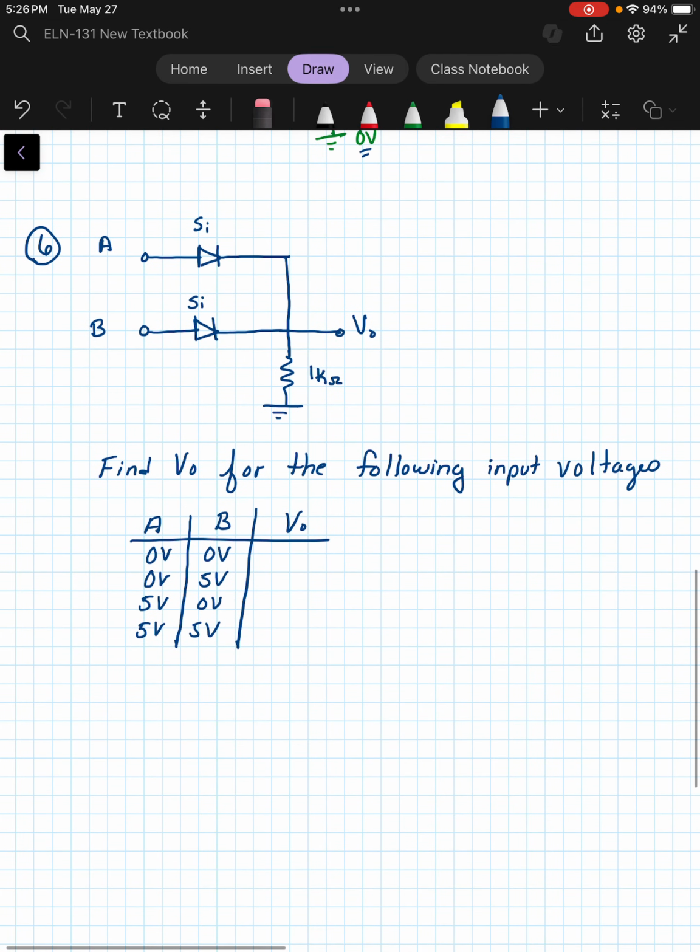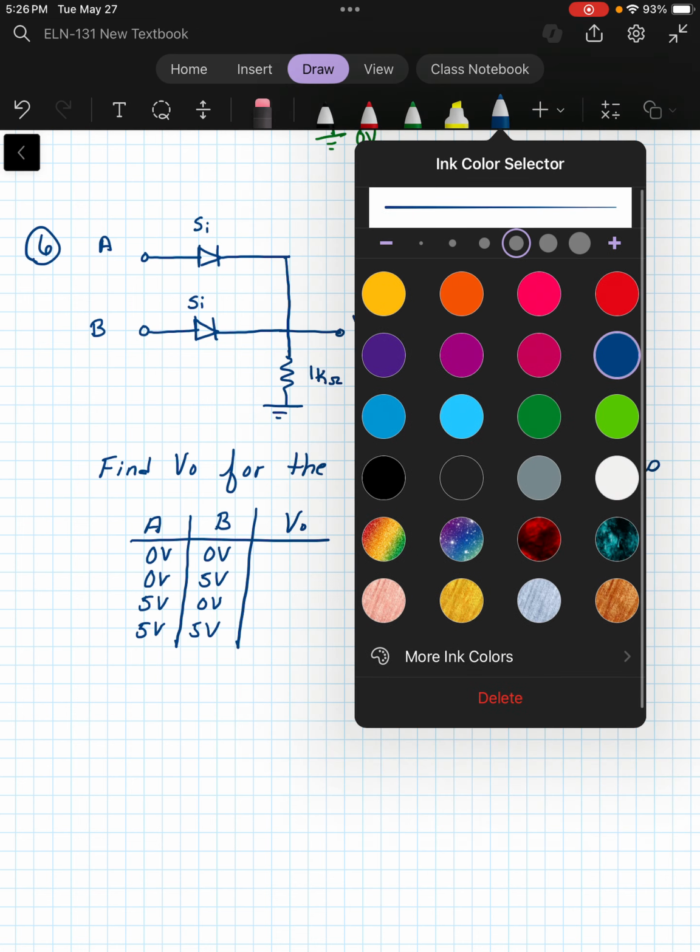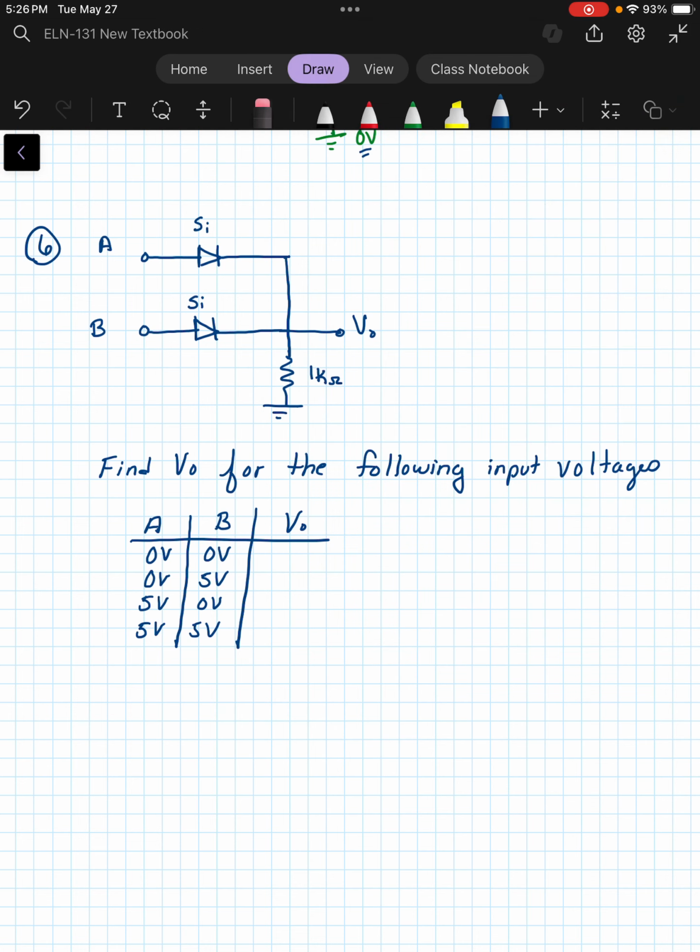All right, so now let's look at a different case. Just kind of an interesting problem here. We've got these 2 silicon diodes, and we've got 2 different inputs supplying voltage to each of those diodes, and then we're looking at one output coming from both. So let's just talk about these 4 cases here.